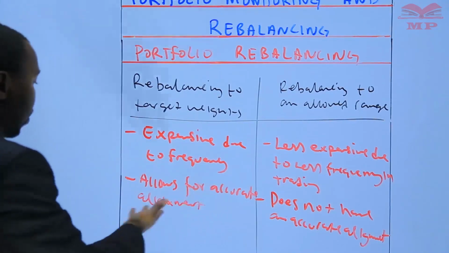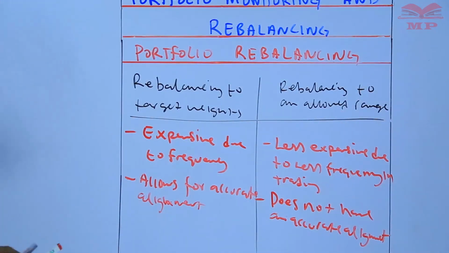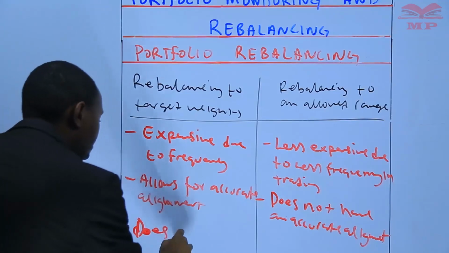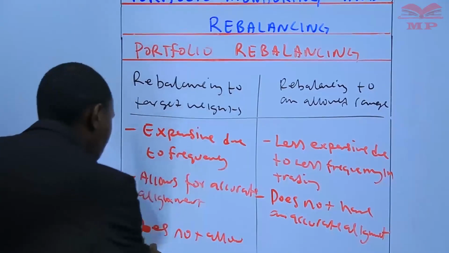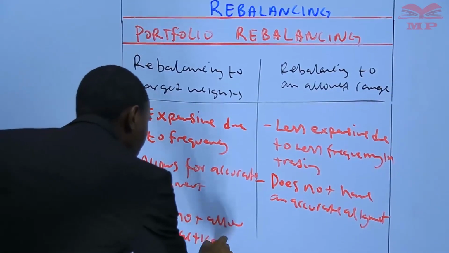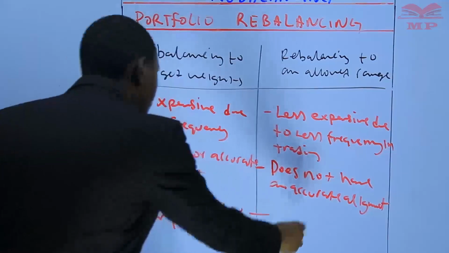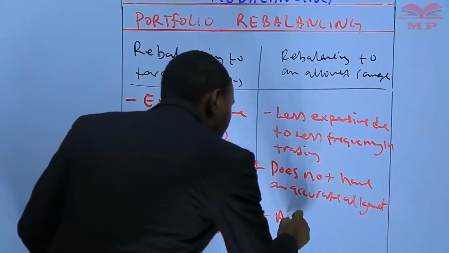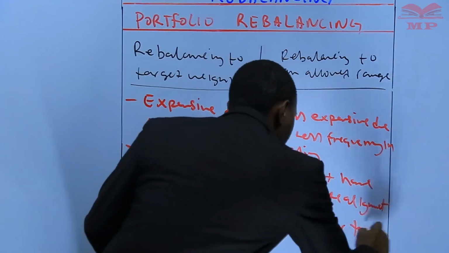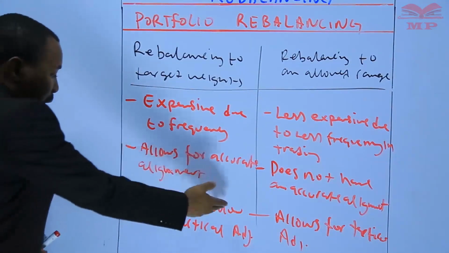For rebalancing using target weights, it does not allow for room for tactical adjustment. Here, the allowed range allows for tactical adjustment, and the target weights approach does not allow for tactical adjustment.